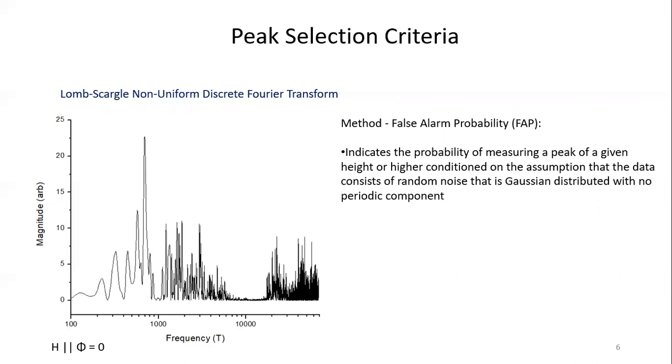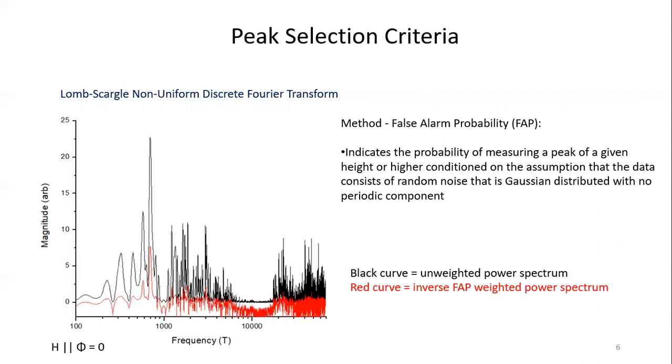Within the Lomb-Scargle method, there's a very useful metric that comes out of it known as the false alarm probability, which is essentially the probability that the data at any given frequency is composed of random noise that is Gaussian distributed. And so if you weight your frequency spectrum based on the inverse of this false alarm probability, you get a great measure of your noise floor, and you are also able to easily identify the main contributing frequency peaks from your power spectrum.